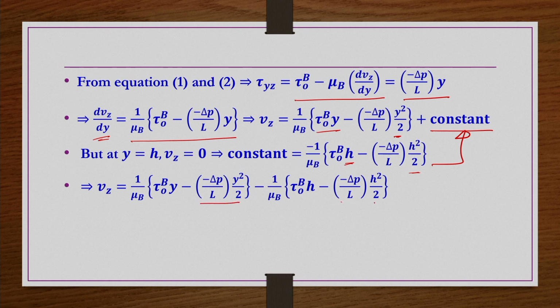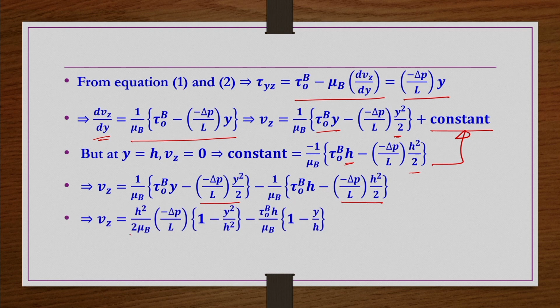When you combine the minus delta p by L terms, you can take minus delta p by L, h square by 2 mu_b common. When you do that, the remaining terms would be 1 minus y square by h square. Similarly, from the remaining two terms, if you take tau_0b h by mu_b common, you can have 1 minus y by h as a multiplication.